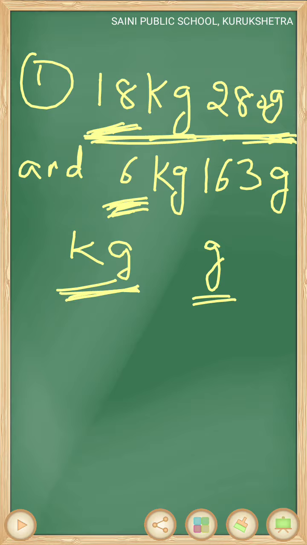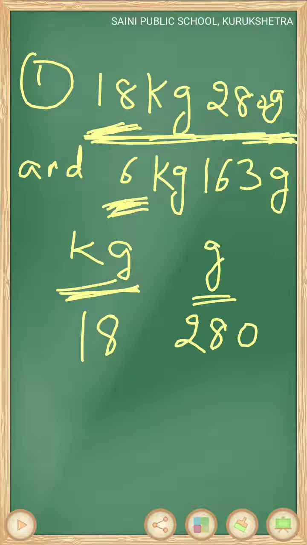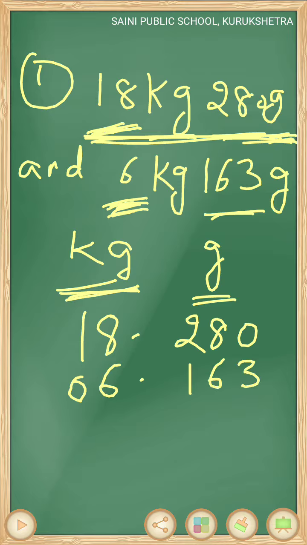Now we will write numbers according to their units. 18 kilograms, we will write 18 below kilograms, and 280 grams, so we will write 280 below gram. Now the second number is 6 kilogram, so we will write 6 below kilogram. Now this is a 2-digit number and this is a 1-digit number. We will write this number from the right-hand side, and here is 0. Okay. Now 163 gram. So we will write 163 below gram. Now put a sign of minus here.